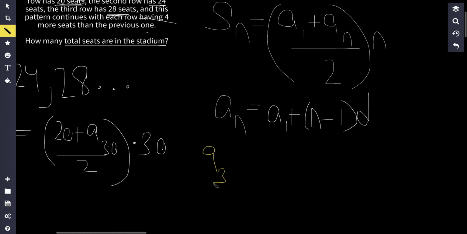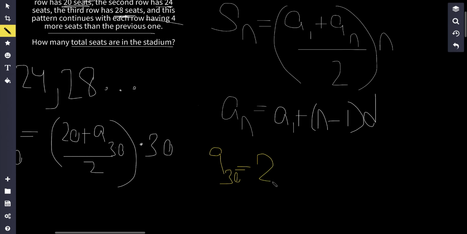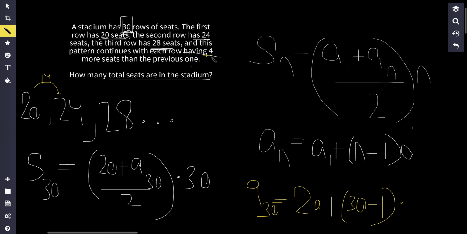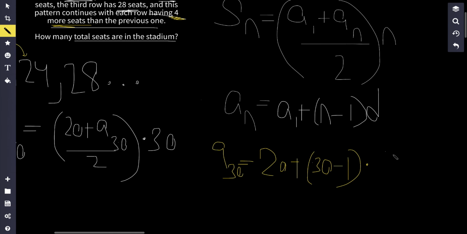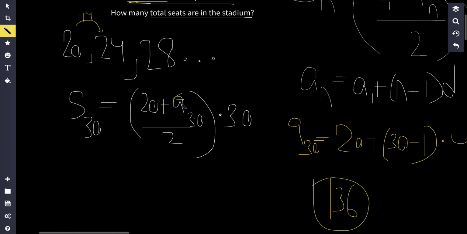So a sub 30 is equal to the first term, which we know is 20, plus 30 minus 1, right, times the common difference. So in this case, our common difference, well, notice how we're adding 4 every time. They even tell us in the problem, 4 more seats than the previous one, right? So our common difference is 4. So 29 times 4, that's 116, plus 20 is 136. So now we know a sub 30 is 136.